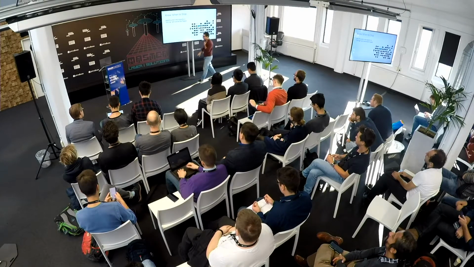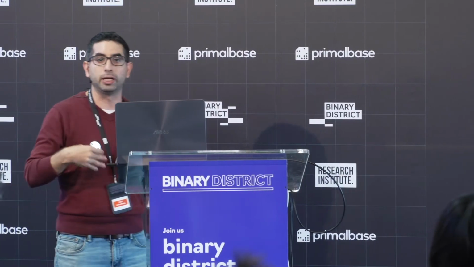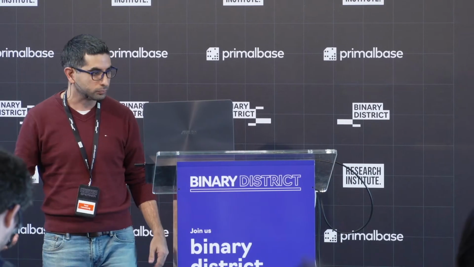So our second approach, which was more challenging, is to identify those cases when the majority is so strong that the opinion cannot be flipped. When we compute in the recursive call, we know that the majority toward one block is so strong that we can terminate the recursive call and just come up with the right solution, instead of computing the opinion of all of the DAG.